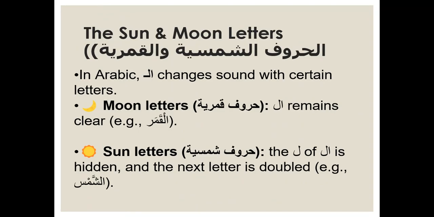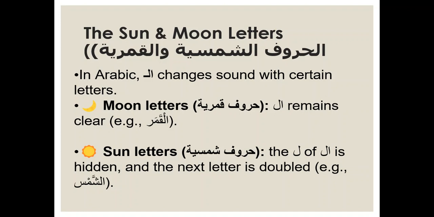Also, whenever you see it written with words, it changes the sound with certain letters. With some letters, the alif and lam will be clear when you pronounce it. With some other letters, when we add the alif and lam, we will not pronounce the lam. We take away the lam, then we pronounce the alif together with the letter after the lam, and that letter will take shadda. Some letters are like that.